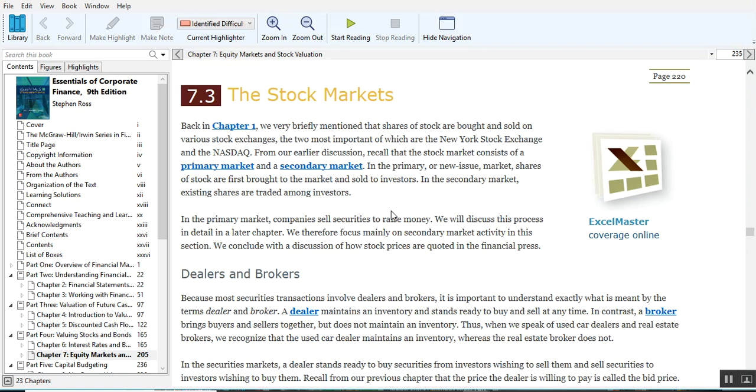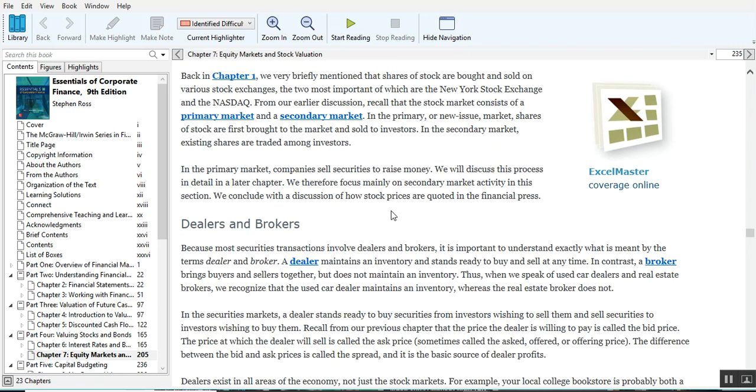When we talk about the stock markets, most of you have heard of the New York Stock Exchange and perhaps the NASDAQ exchange. There are primary markets where people go to do an initial public offering where they, for the first time, offer shares of stock to the public, and also a secondary market where they trade between existing shareholders. So these are shares of stock that have been out in the market for a while, and they're not necessarily new.